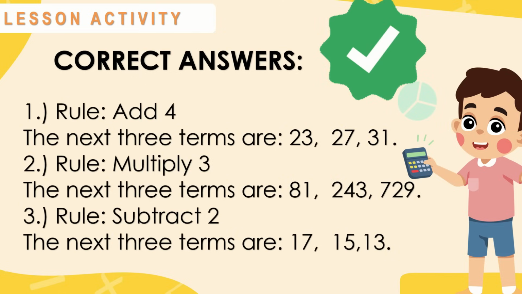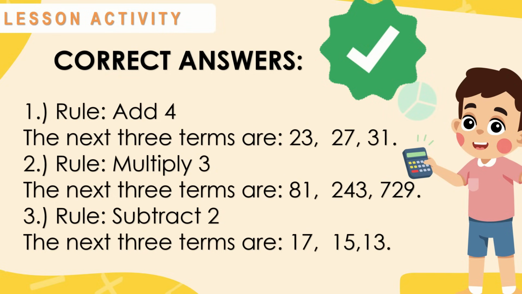Here are the correct answers. For number 1, rule, add 4. The next three terms are 23, 27, 31. Number 2, rule, multiply by 3. The next three terms are 81, 243, and 729.